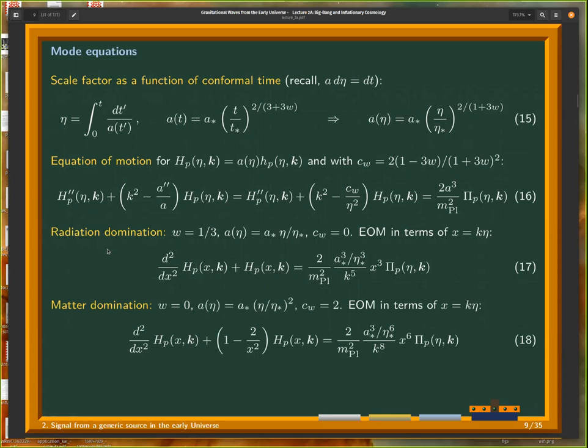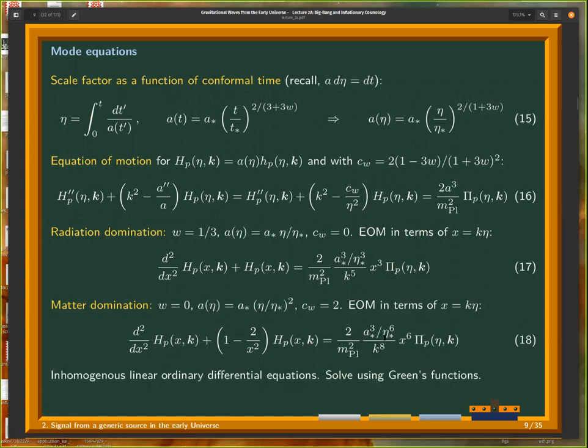And in matter domination, the story is very similar. Now my equation of state parameter is 0. I can use my formula for C of W, just plug in W equals 0. And I find this 1 over eta squared term, or 1 over x squared term. And now the numerical coefficient up here is 2. Apart from this, it's the same story. And again, this is written down with respect to this new coordinate x. And again, I can write down the source term on the right-hand side accordingly.